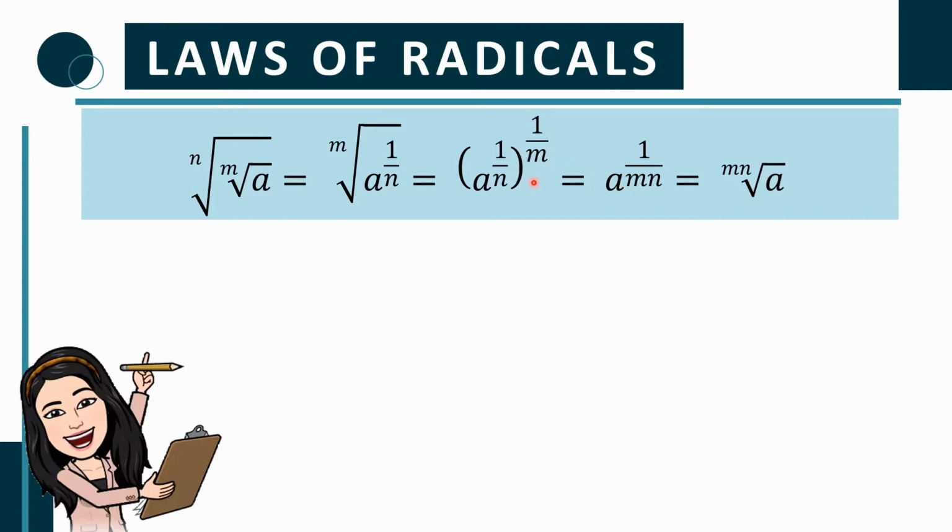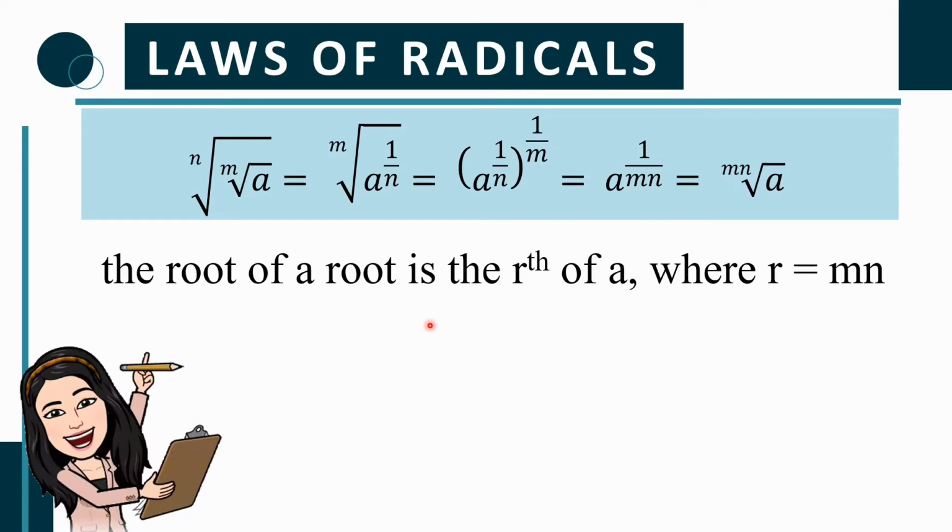Applying the laws of exponents, i-multiply lang natin. 1 times 1, 1. n times m is mn. So, that is a raised to 1 over mn. And that is equal to, when written into radical, mnth root of a. Nakuha ba? Okay, medyo nakakalito, no? Pero, pag ganyan po, imumultiply lamang natin si index or si indices and then copy the radical. So, here, the root of a root is the rth root of a, where r is equal to mn.